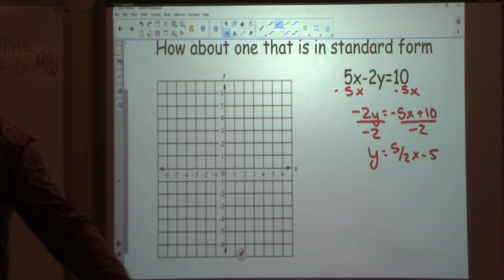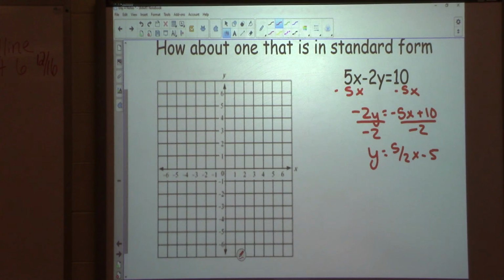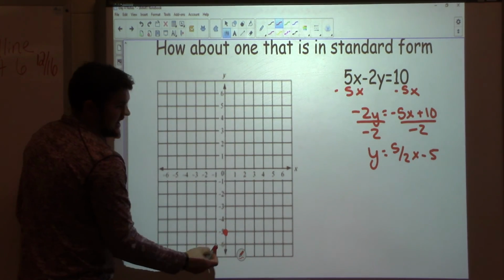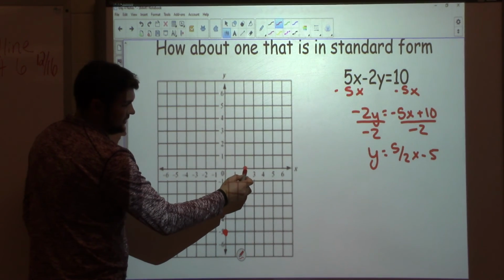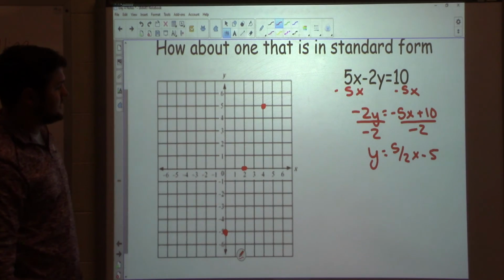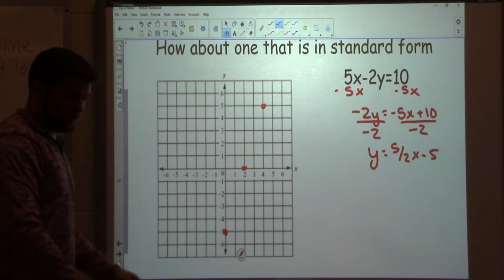So now it looks like the other one. Now it looks like y equals mx plus b. So I have a y-intercept of negative 5. I have a slope of up 5 over 2. Up 5 over 2. Then I can draw my line in, and away I go.